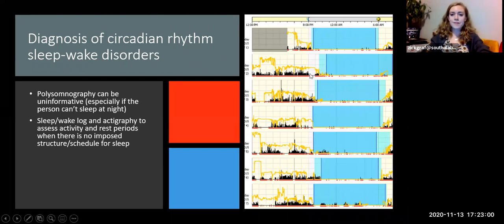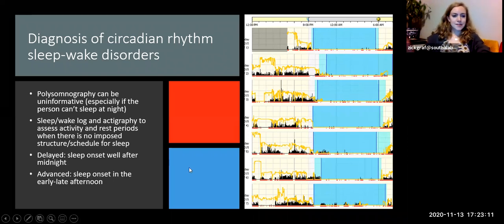If someone has phase advance, they would start to become inactive during this afternoon period and become active again maybe around 12 a.m. So yeah, delayed sleep phase is sleep onset after midnight, and advanced sleep phase is sleep onset in the afternoon.